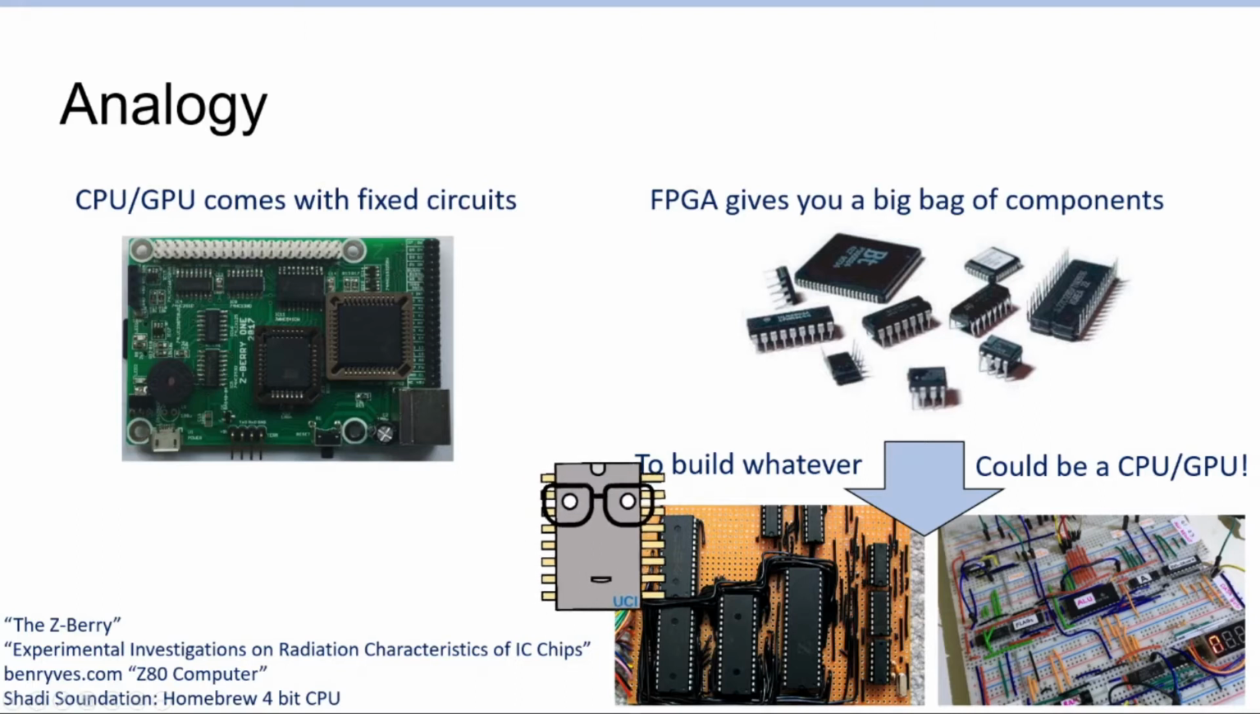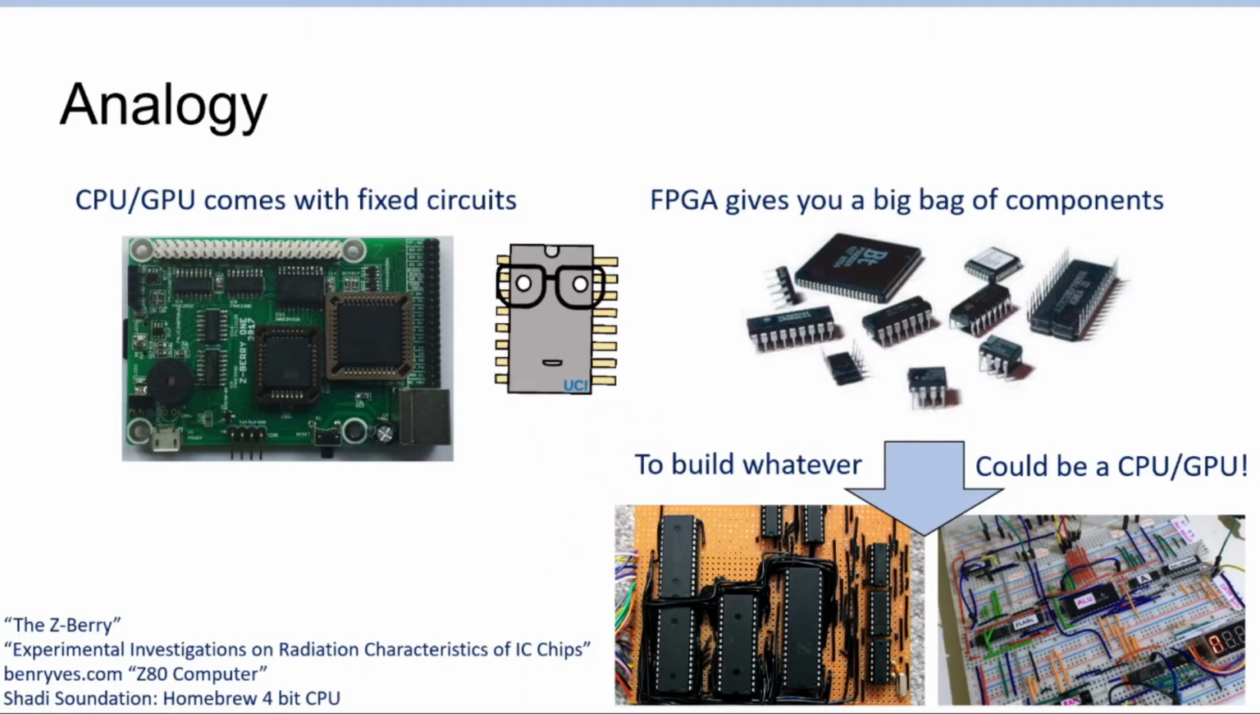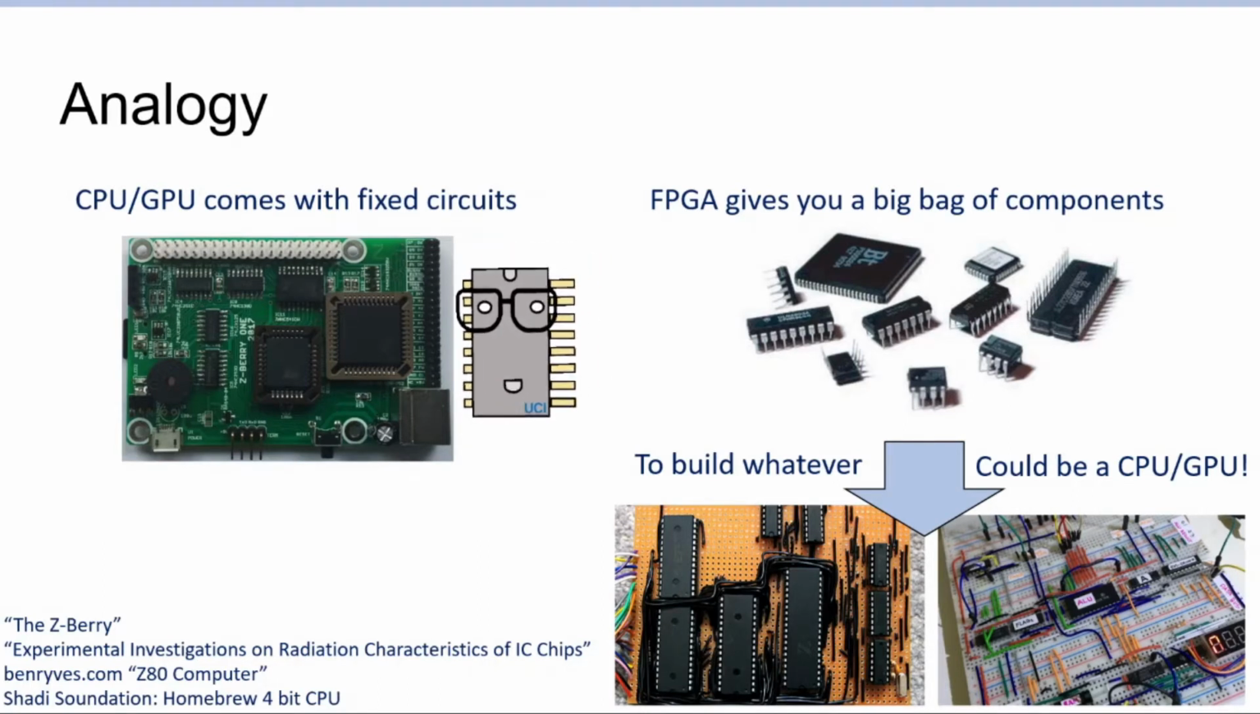So the analogy between CPUs, GPUs and FPGAs is that CPUs and GPUs come with fixed circuits. When you buy a computer, you get a motherboard with a CPU or GPU plugged in, and you write software, which is stored in volatile DRAM, which the CPU or GPU reads and acts according to its instructions.